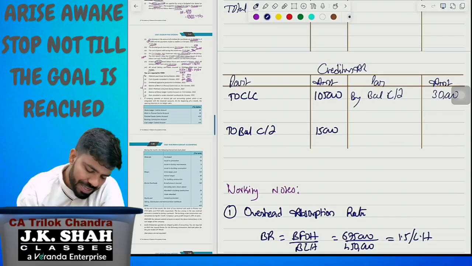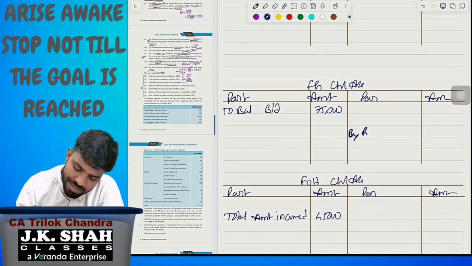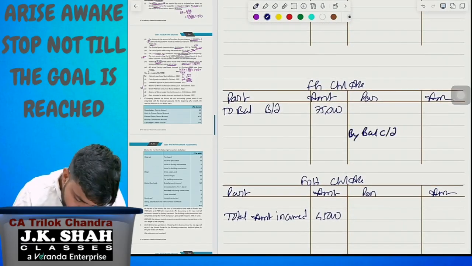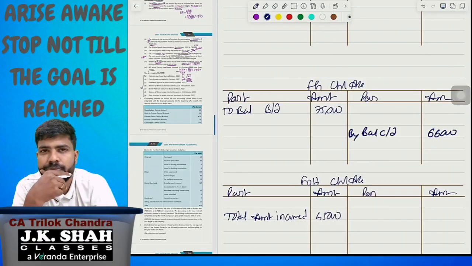Are you understanding? Next. I'm done with that. Roman number 3 is about finished goods closing stock. Let me read the finished goods closing stock. By balance carried down. How much is the closing stock of finished goods? It comes to 66,000. Clear.